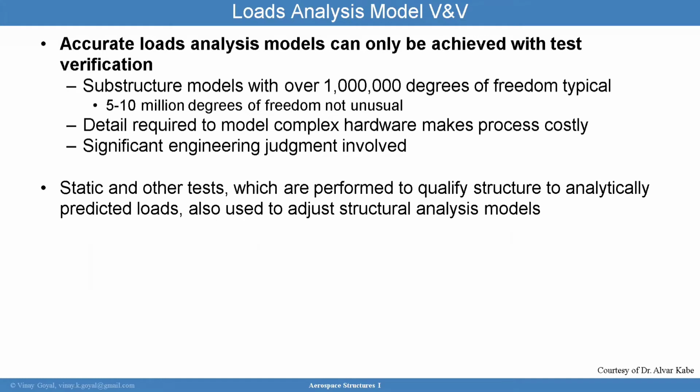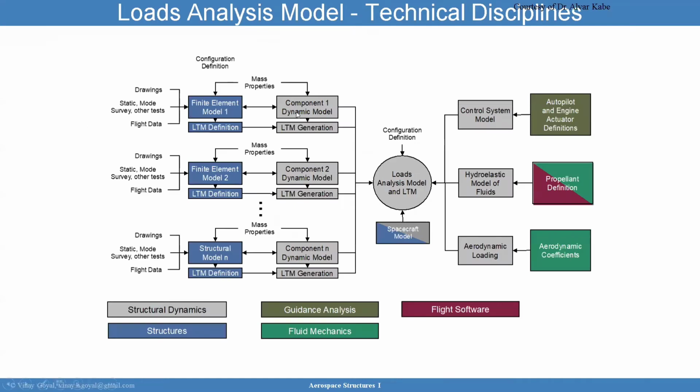Static and other tests are performed to qualify the structure and to analytically predict loads, but you do have to also adjust the structural models to make sure they're highly accurate. So these dynamic models can also be adjusted based on testing that you have done statically, because you may find things are incorrect in this model. That points to an iterative process here that involves both static testing and mode survey testing. Mode survey testing basically means you take a hammer, hit the structure, and make sure that the modes seen in that structure are representative of what the model shows.